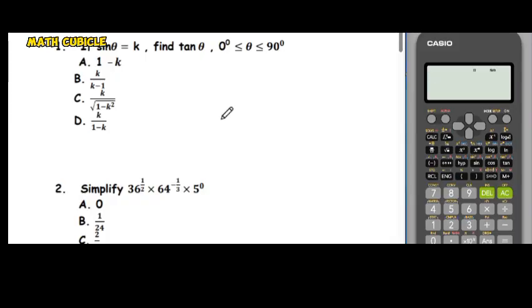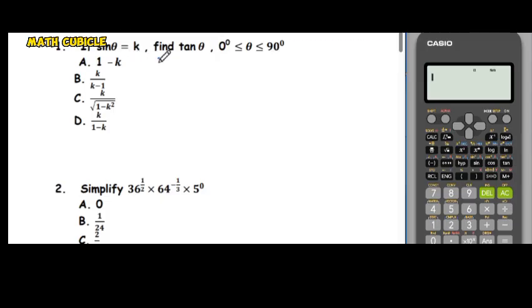Today we'll be solving GCE WAEC preparatory questions, objective (OBJ) questions. Now the first question says, if sine theta is equal to k, find tan theta for values of theta ranging from 0 degrees to 90 degrees.